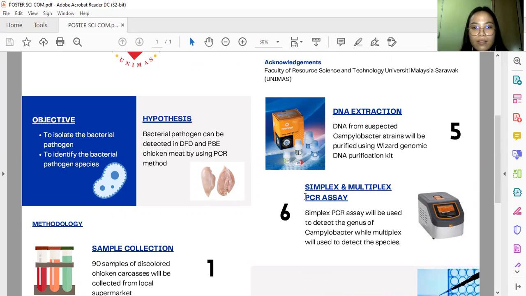And the last step is a simplex and multiplex PCR assay. Simplex PCR assay will be used to detect the genus of Campylobacter, while multiplex PCR assay will detect its species. So multiplex PCR assay is more accurate and more specific than simplex PCR assay.